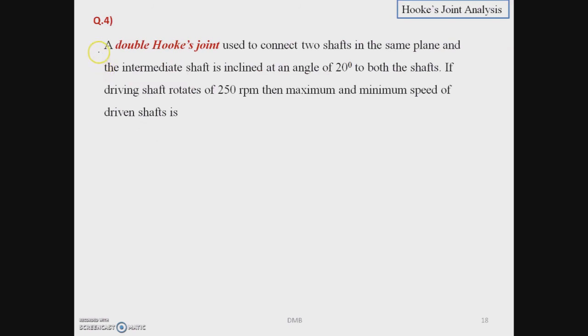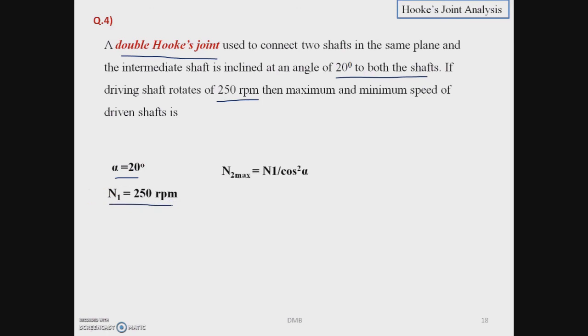Now numerical number 4. This is for a double Hooke's joint, which is used to connect two shafts in the same plane, and the intermediate shaft is inclined at an angle of 20 degrees to both the shafts. Driving shaft speed is 250 rpm, and we have to determine the maximum and minimum speed of the driven shaft. So alpha is given as 20 degrees. Alpha is the angle of inclination of the intermediate shaft with the input and output shafts. Speed of the driving shaft is 250 rpm. Maximum speed of output shaft equals N1 upon cos square alpha.